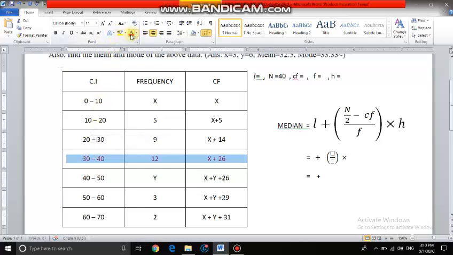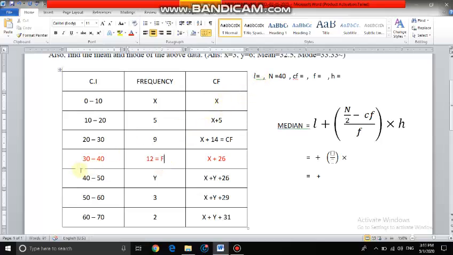How do you know it is greater? Because this is 26 and you are adding x to it. That means 26 itself is already greater than 20, and you are adding x also, a positive number. So obviously it has to be greater than 20, the n by 2 value. That's why I highlighted it. So here I'll take this as CF, and this value will become F for us.